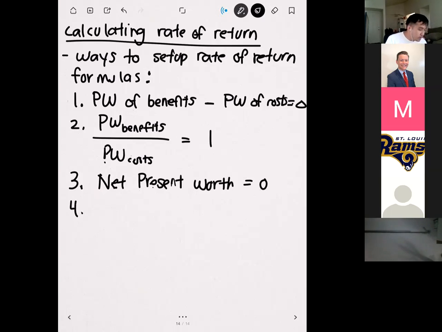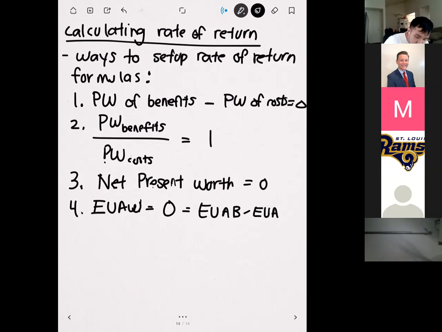And then the last way you can do it is in terms of annual cash flow analysis. So you can do the EUAW, or the equivalent uniform annual worth, and set that equal to 0. This is the same thing as the EUAB, the equivalent uniform annual benefits, which is the uniform series for all the benefits in your system, minus the EUAC, which is the equivalent uniform annual costs. So all of these work.